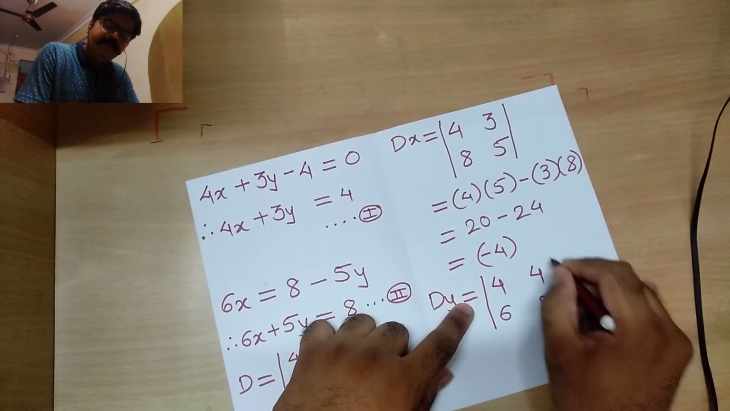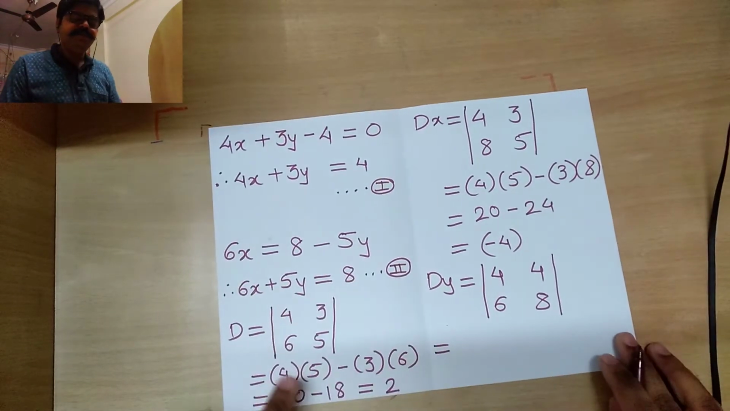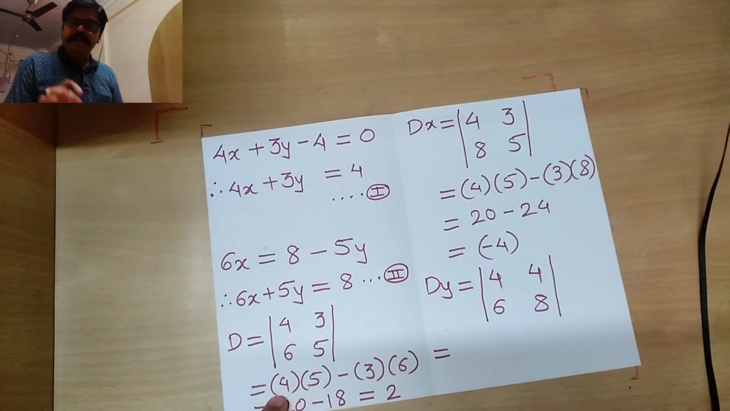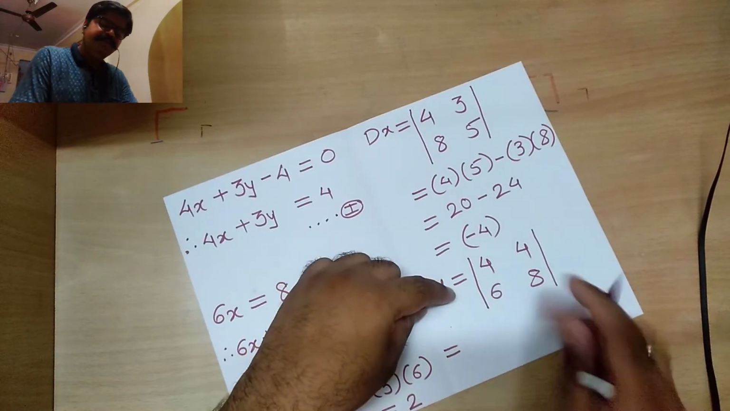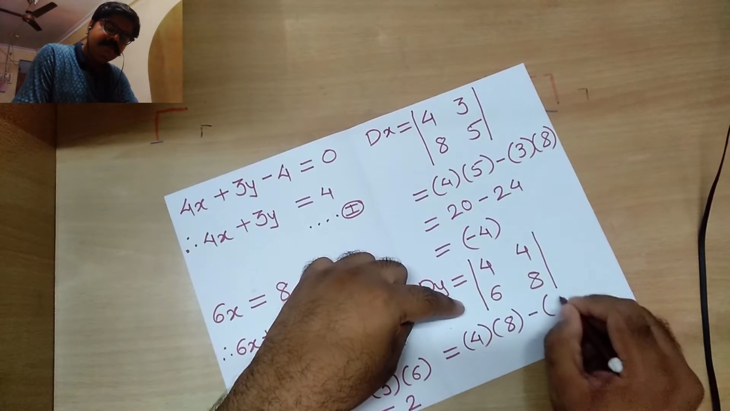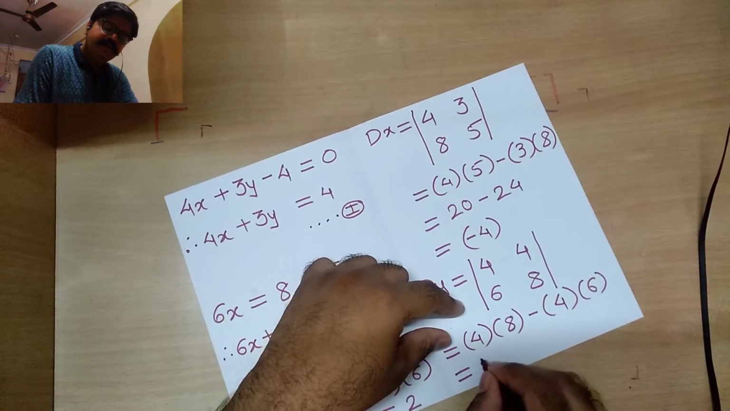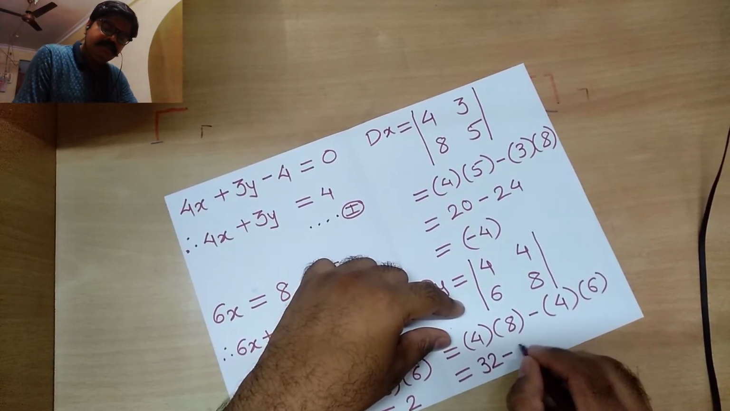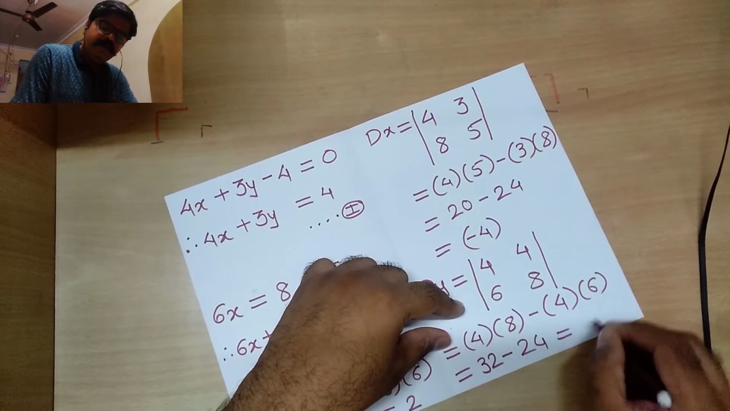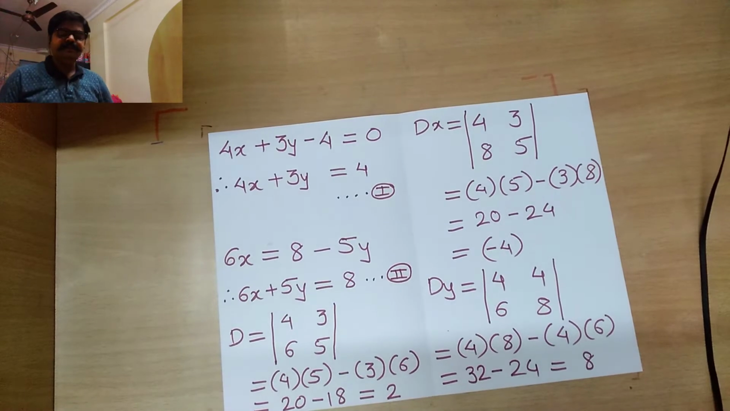Now we are going to do the calculation. In this calculation, left to right minus right to left, that is going to be our old strategy. Therefore 4 multiplied by 8 minus 4 multiplied by 6, this is going to give us 32 minus 24. The answer we are going to get is actually just 8.